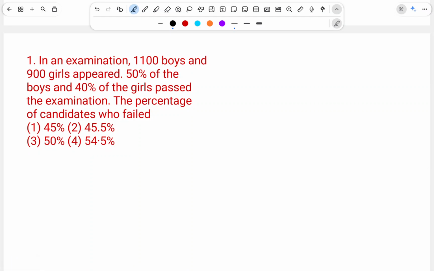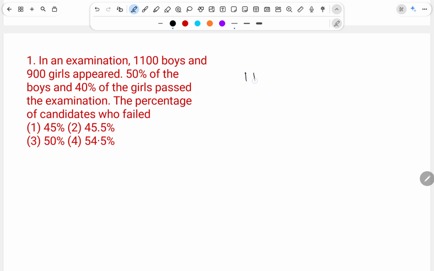In an examination, 1100 boys and 900 girls appeared. 50% of the boys and 40% of the girls passed in the examination. What is the percentage of candidates who failed? Here, the information is given on passed candidates and they are asking about failed candidates.